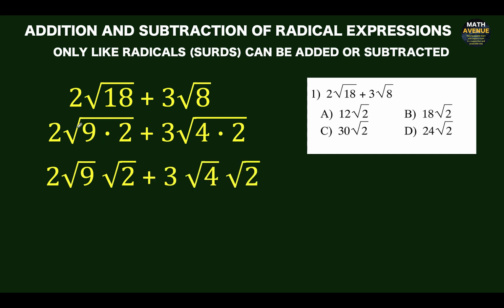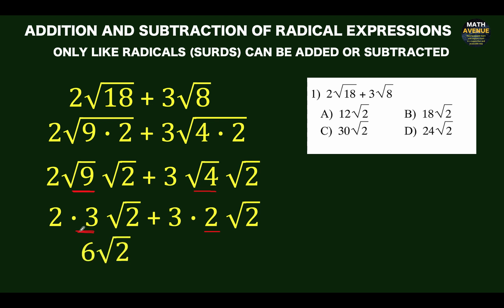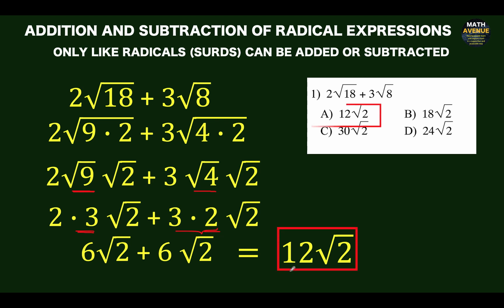Naging dalawang radicals na itong square root of 9 times 2, equivalent to square root of 9 times square root of 2. Parehas na explanation po dito sa second term. Then, itong square root of 9 is equal to 3. Then, itong square root of 4 is equal to 2. Copy all the rest. Then, 2 times 3 is equal to 6. Copy square root of 2. And 3 times 2 is equal to 6. Copy square root of 2 and copy the plus sign. So, 6 copies of square root of 2 plus 6 copies of square root of 2 is equal to 12 copies of square root of 2. And that is letter A.